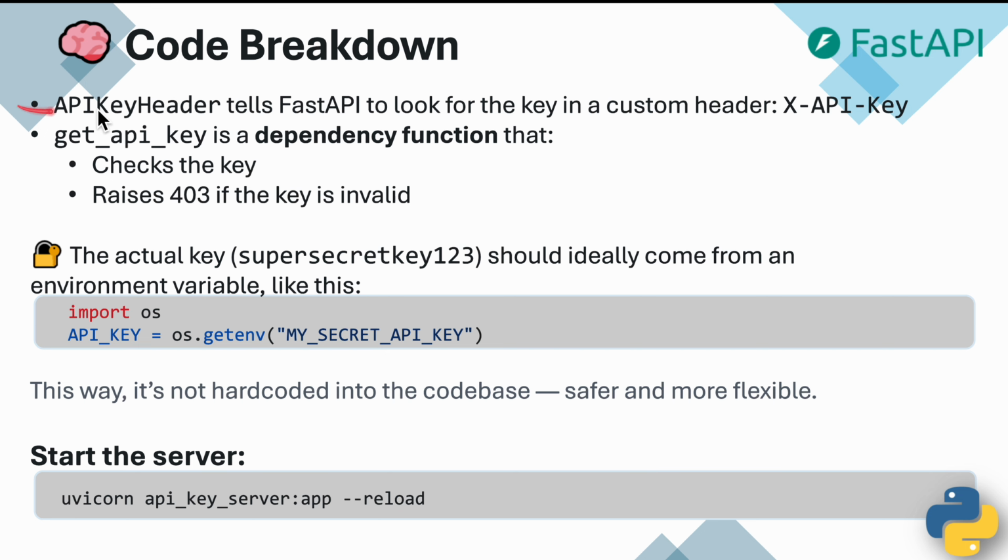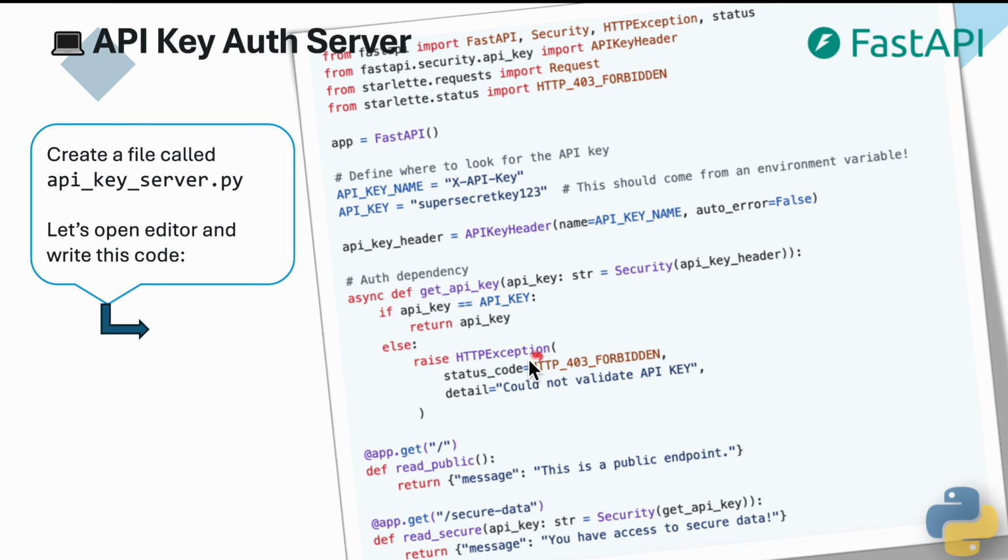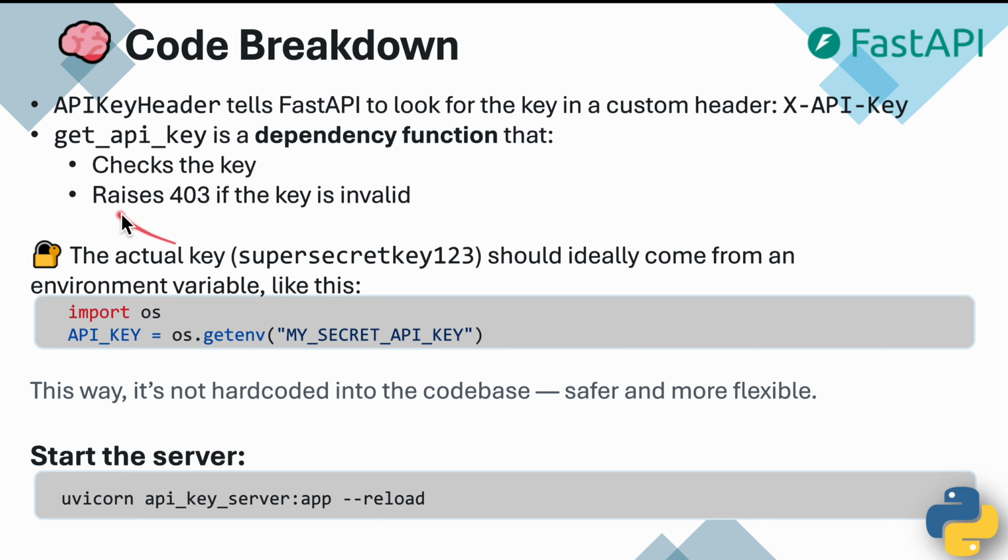Code breakdown. The API key header tells FastAPI to look for the key in a custom header, x-API-key. Get API key is a dependency function that checks the key and raises 403 if the key is invalid. We discussed, right? If the key is invalid, it will raise an error. If it is good, it will return the key.